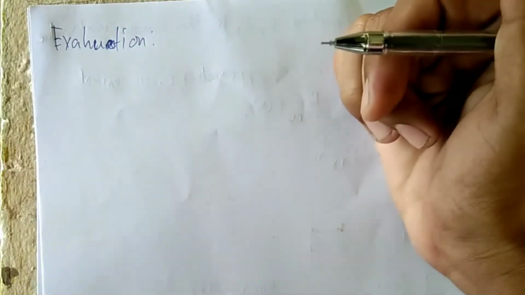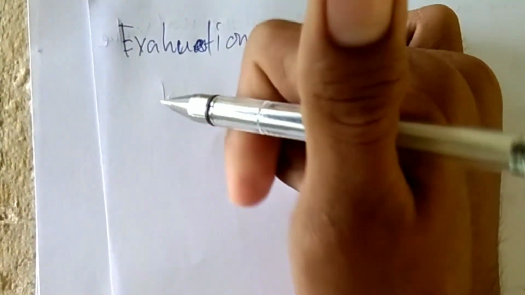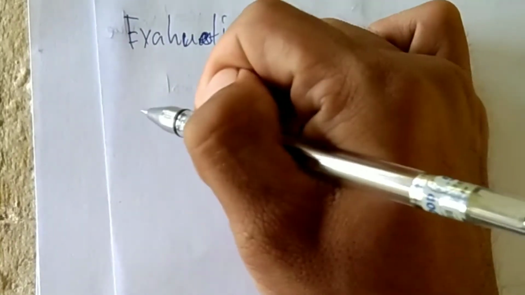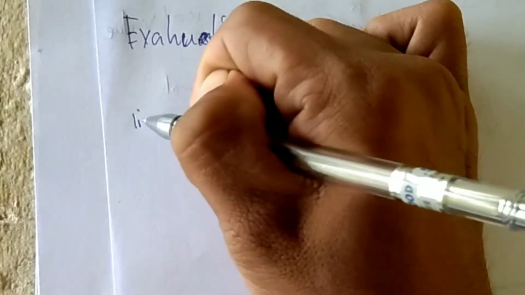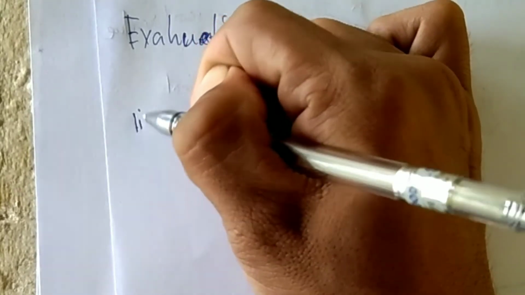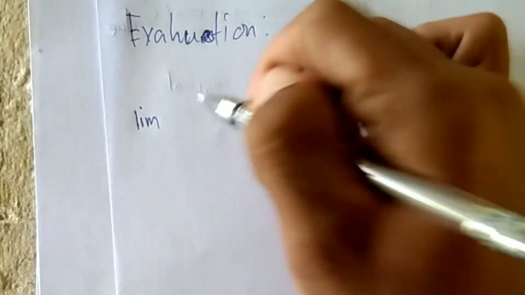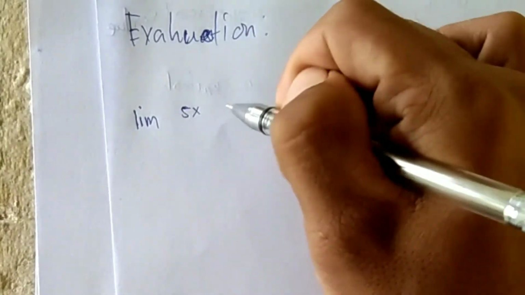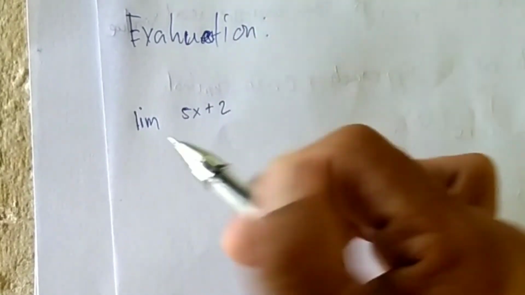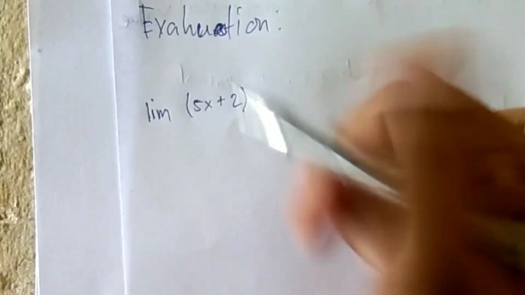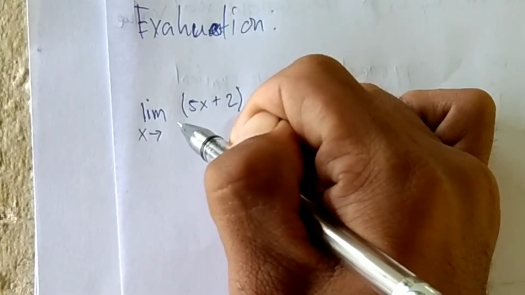So my topic is evaluating limits. So how to evaluate the limits? Okay, so this is the example on how to evaluate the limits. First, for example, ito yung ating problem. Limit of 5x plus 2 as x approaches 2.